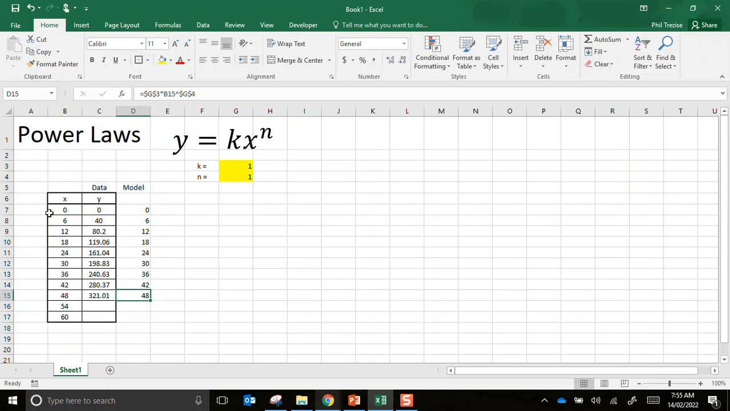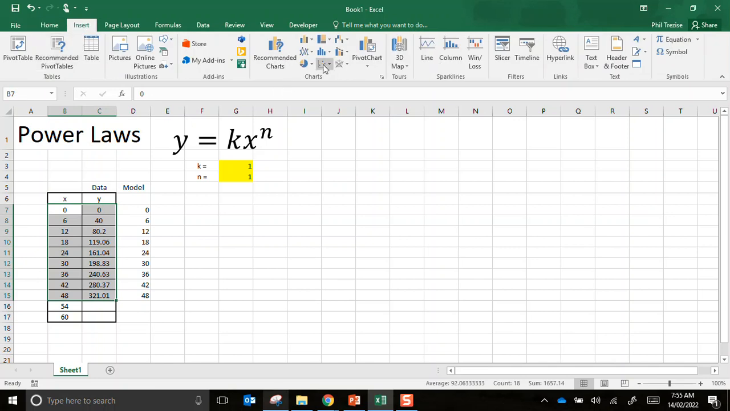Now let's have a quick look at just the data we've got. So if we go from 0 to 6 to 12 to 18, we're stepping up by 6 every time. Now let's look at this one. 0 to 40 to 80 to about 120. So it looks like we're jumping up by 40 every time. It does look like this could be a direct proportion. So power of 1 is appropriate.